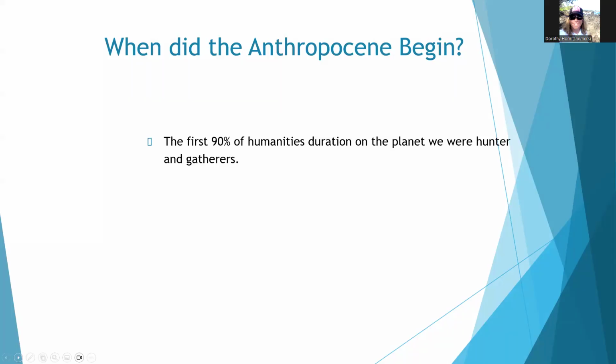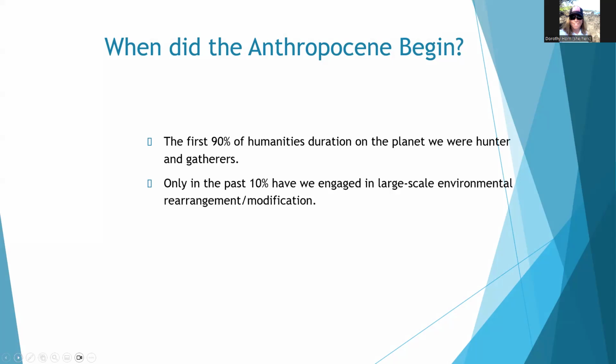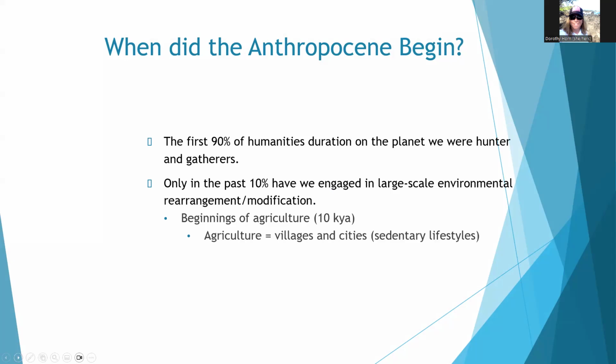So when did this begin? The first 90% of humans were all hunter and gatherers. Only in the last 10% of our time scale have we really caused big changes. That's big agriculture, right, that we changed over. So it used to be, hunt and gather what was there. And now, because of villages and cities, we have agricultural land. The Industrial Revolution, as I'm sure you've heard of.